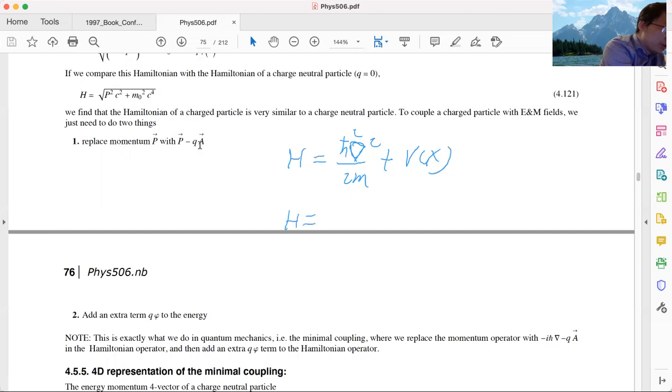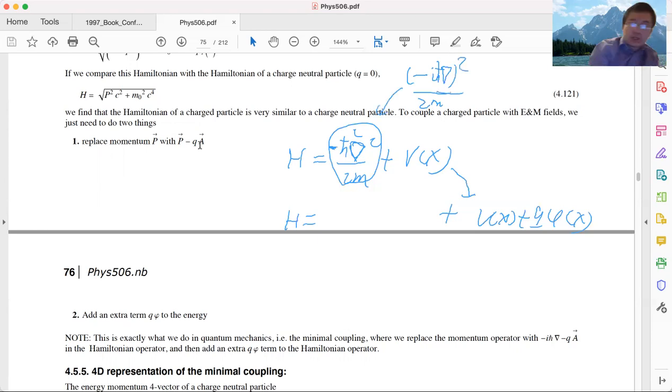We need to do two things. First of all, we need to add one additional term to this potential. The additional term is the electric potential energy. That's easy and obvious. And in addition, we need to rewrite this kinetic energy part. The kinetic energy part we used to have is 1 over 2m p squared, and p is minus i h bar gradient. So that's my old kinetic energy for a neutral particle.